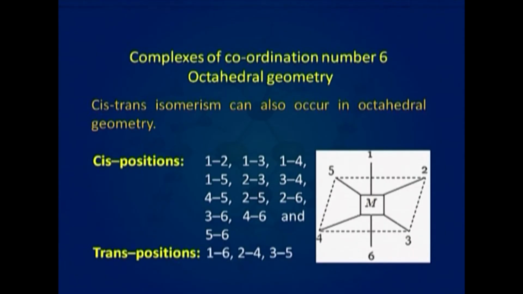Now, cis positions are 1 and 2, 1 and 3, 1 and 4, 1 and 5, 2 and 3, 3 and 4, 4 and 5, 2 and 5, 2 and 6, 3 and 6, 4 and 6, and 5 and 6, and the trans positions are 1 and 6, 2 and 4, and 3 and 5.